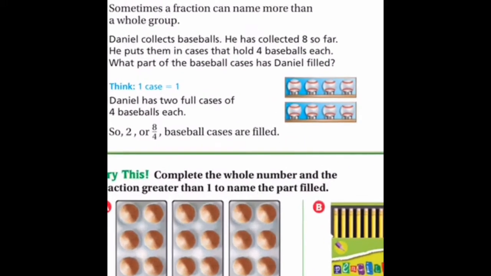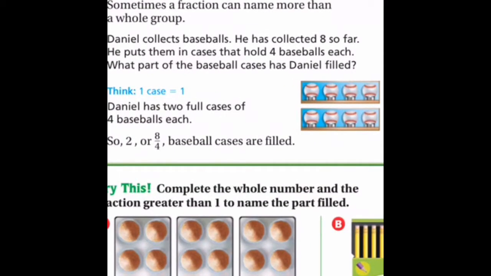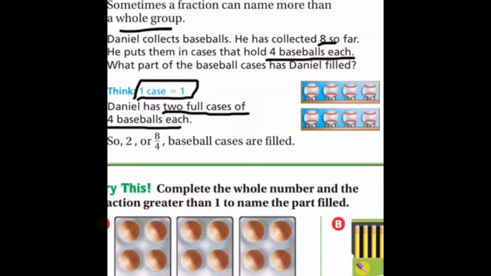Let's look at the example. Sometimes a fraction can name more than a whole group. Daniel collects baseballs. He's collected 8 so far. He puts them in cases that hold 4 baseballs each. What part of the baseball cases has Daniel filled? And it says think 1 case equals 1. So in this case, we're not thinking about all the baseballs necessarily. We're thinking about groups of baseballs or cases of baseballs. Daniel has 2 full cases. There are 4 baseballs in each case. So 2 or 8/4 of the cases are filled.